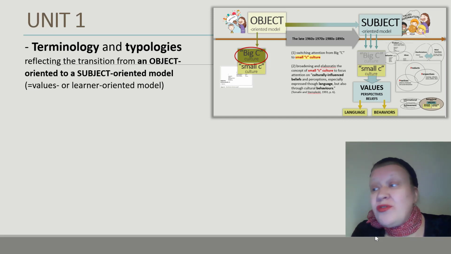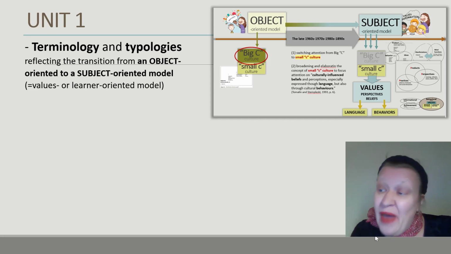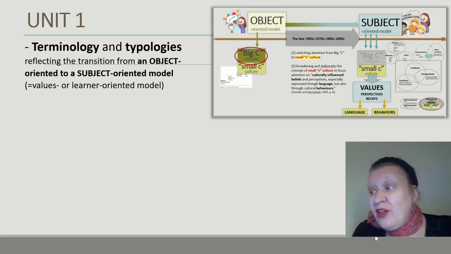These models demonstrate a trend toward emphasizing the aspects of culture referring to values, perspectives that regulate human cultural practices, and explaining the meaning of cultural products. We have discovered that conceptual frameworks used to categorize different facets of culture in second language classrooms reflect the transition from an object to a subject-oriented or values-oriented or learner-oriented approach.